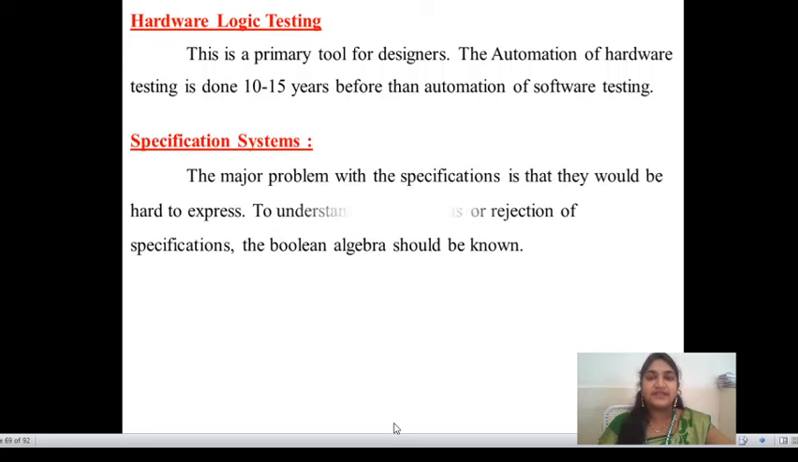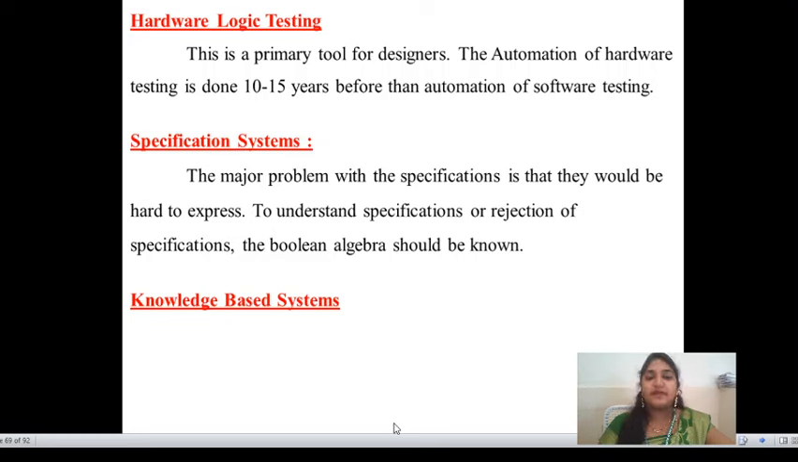Next is the specification system, which has a major problem with the specifications. Mainly the problem with specifications, like hardware specifications and software specifications or requirements, is that they would be hard to express. It is totally hard to express. To understand these specifications, or rejection of specifications, the Boolean algebra should be known. So the Boolean algebra expression can be known. This is one of the steps to be considered in logic based testing.